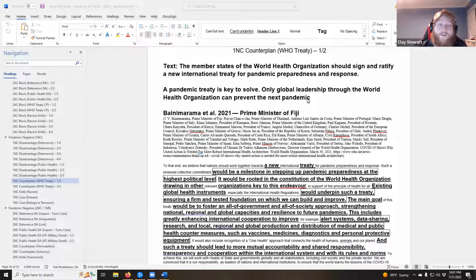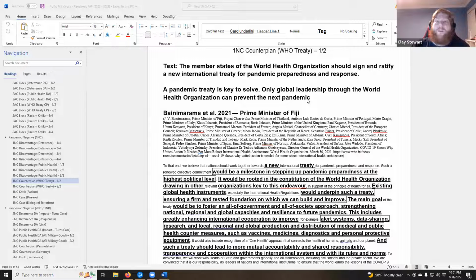So the text is the policy proposal. What should we do instead? And the text of the WHO counterplan says the member states of the World Health Organization should sign and ratify a new international treaty for pandemic preparedness and response. So what does that mean? Well, we're going to increase our cooperation through the WHO to try and solve things internationally.